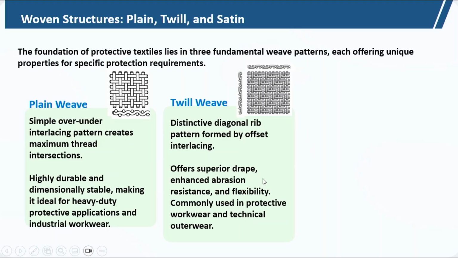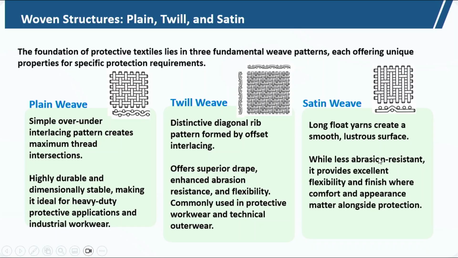So, it offers superior drape and enhanced abrasion resistance due to the thread movement. It increases the abrasion resistance, like your biker's denim. Where there are chances of abrasion, we can use the twill weave. It is commonly used for protective workwear and technical outerwear, due to the higher resistance compared to the plain weave.